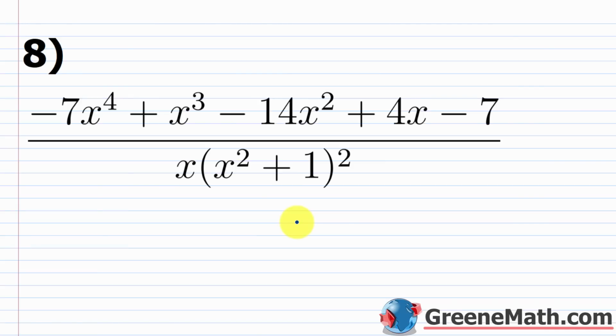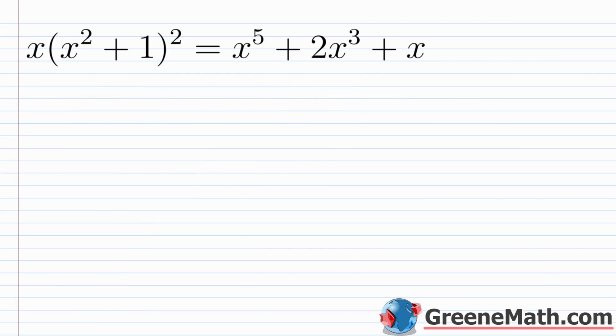All right, let's take a look at problem 8. So here we're given negative 7x to the 4th power plus x cubed minus 14x squared plus 4x minus 7, over x times the quantity x squared plus 1, and this is squared. So once again, we need to figure out if we have a proper fraction or not. We know that the degree of the numerator is going to be 4, but what's the degree of the denominator? Again, you could go through and simplify this, but I'm going to tell you that's a waste of time. So you could go through and say this is x to the 5th power plus 2x cubed plus x.